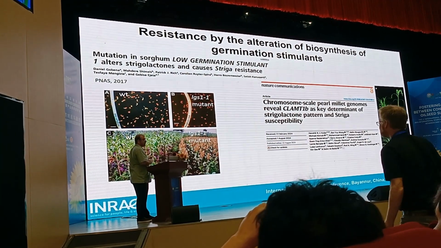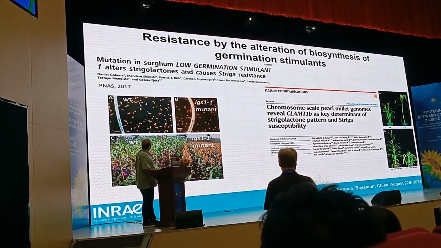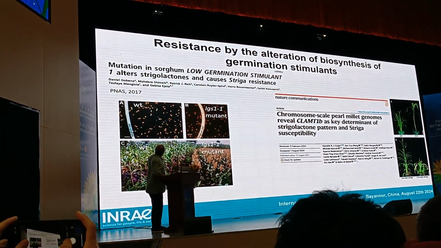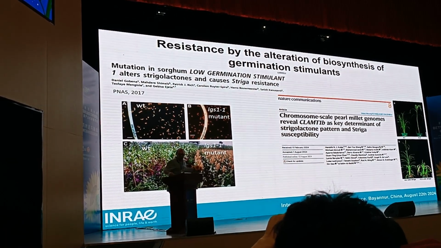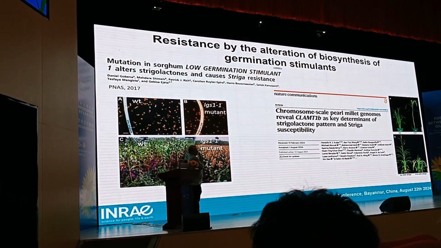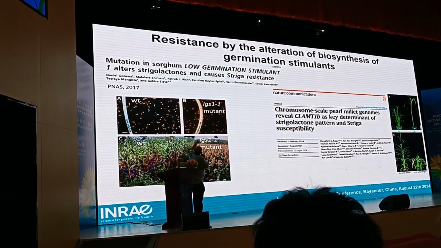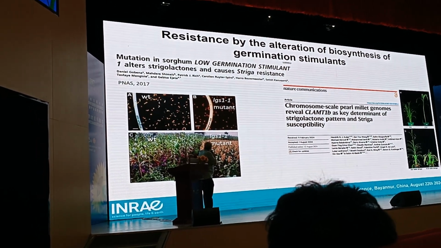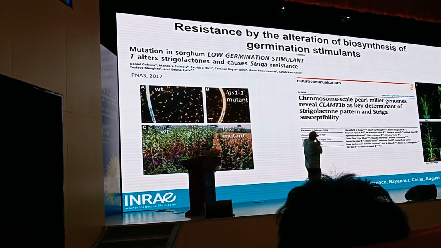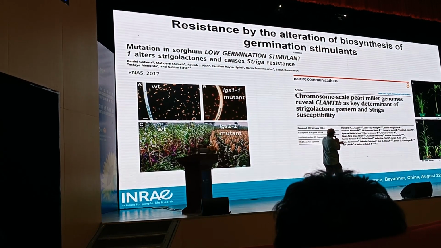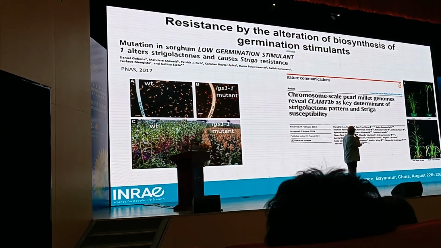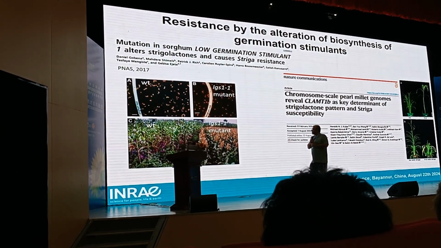at the germination step, you can provide resistant plants. Here is a first example: you have a mutation in the biosynthesis of strigolactone. As you can see, there is no germination in the mutant, and it is clearly resistant. Then, more recently, they also identified another gene, and the P10 genotype is susceptible, while the 8W is resistant.